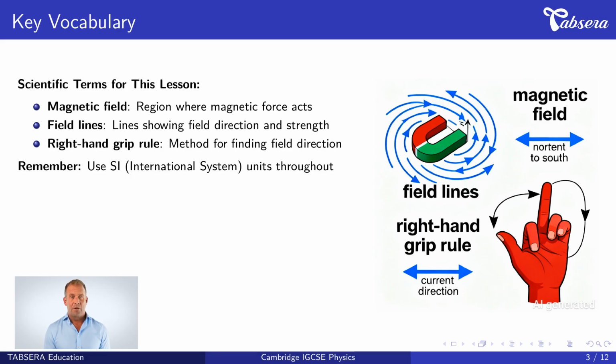Now let's define our key vocabulary. Each term is essential for understanding this lesson. First, magnetic field, which means a region of space where magnetic forces act on magnetic materials or moving charges. The field exists around magnets and current-carrying conductors. Second, field lines, which means imaginary lines that show the direction and relative strength of magnetic fields. Closer lines indicate stronger fields. Third, right-hand grip rule, which means a method for determining magnetic field direction around a current-carrying wire using your right hand. Understanding these terms precisely is crucial for mastering electromagnetic concepts.